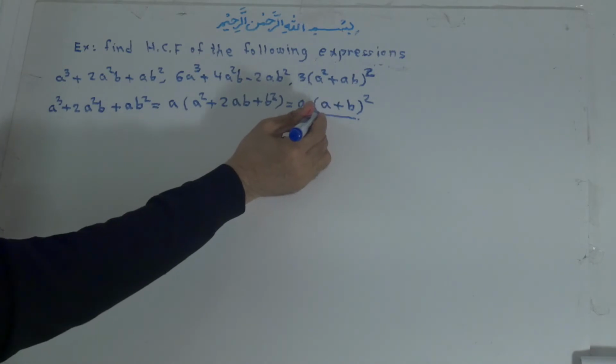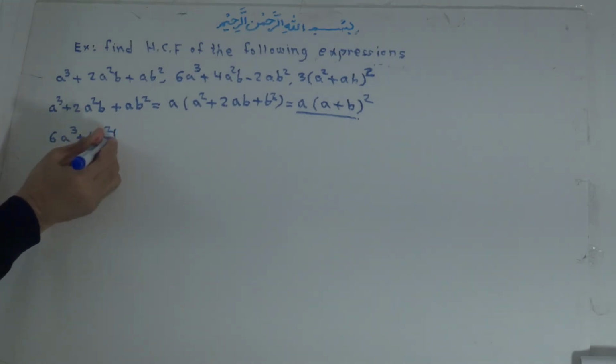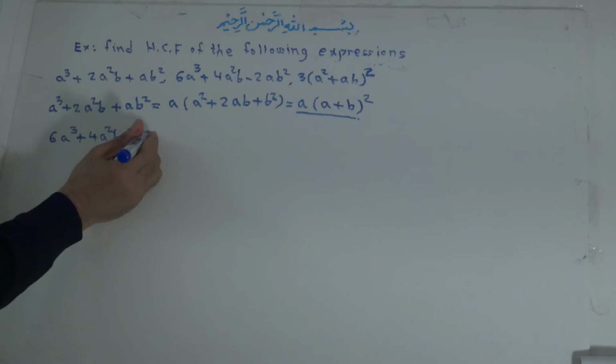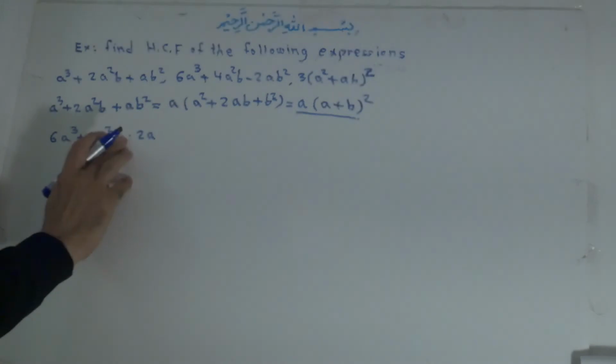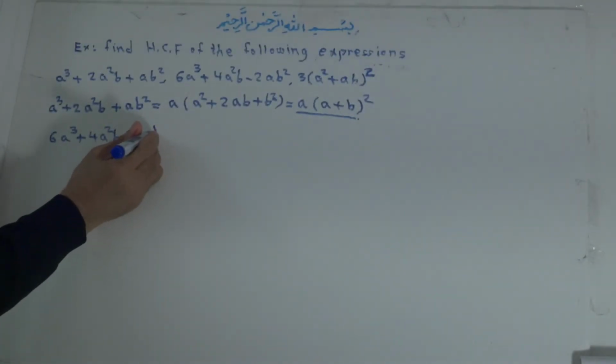Now we do the second one. In the second one, 6a to the power of 3 plus 4a to the power of 2b minus 2ab to the power of 2. In the quantity of 6 and 4, 2 is common, and a to the power of 2. 2a to the power of 2, sorry, and there is also another term.